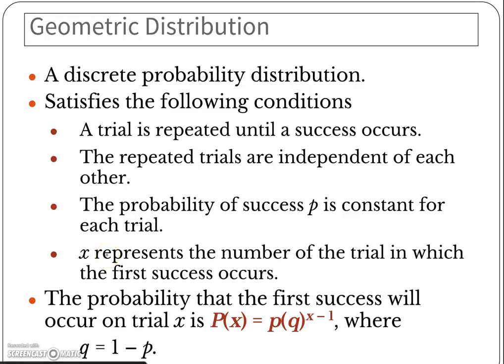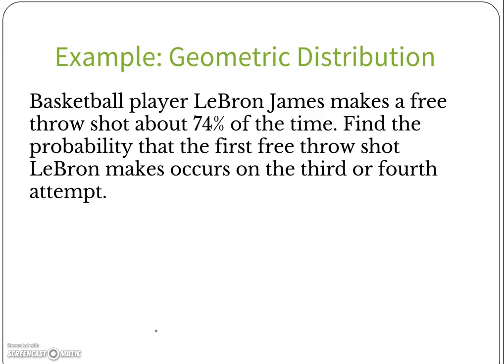And X represents the number of the trial in which the first success occurs. So if you want to find the probability he makes a basket on the 10th shot, X is 10. Or the probability he makes it on the second shot, then X is 2, because he's going to keep repeating this process until a success occurs. The probability that the first success will occur on the xth trial is P of X equals P, the probability of success, times Q, the probability of a failure, to the X minus 1. And Q is 1 minus P, as we've seen in the past.